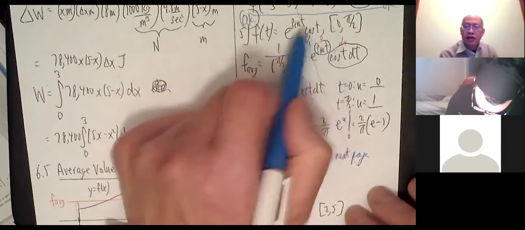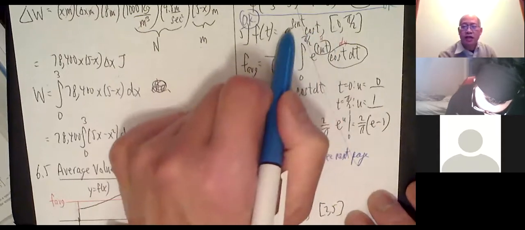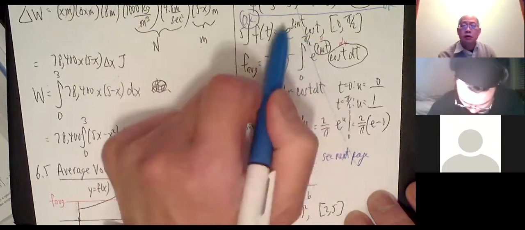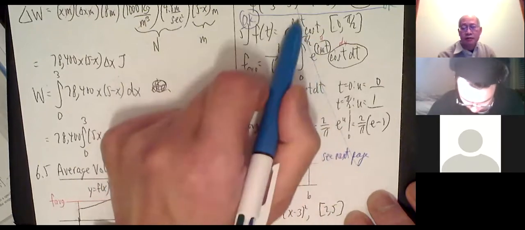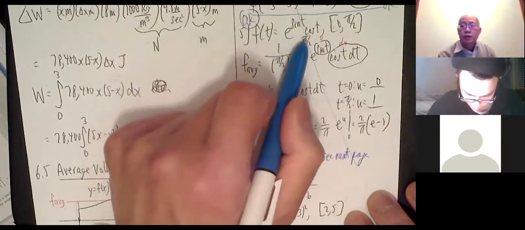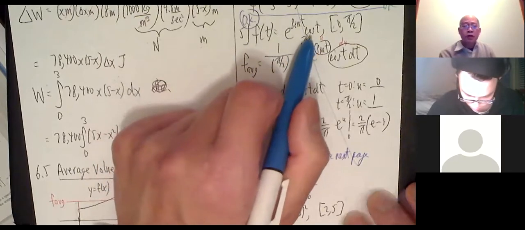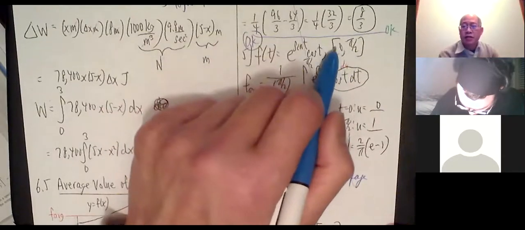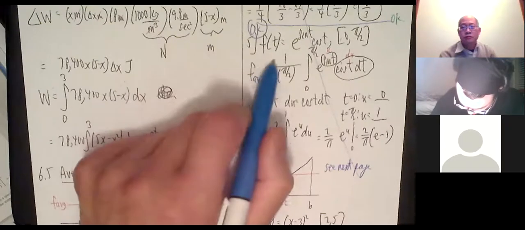You don't have to graph it. Actually, this is a very difficult graph. E to the sine t times cosine t. Okay, sorry about that line there, but we're doing it. Okay, so by formula, I go 1 over b minus a times the integral. So what's b minus a? Whoops. It's pi over 2 minus nothing, which is pi over 2.